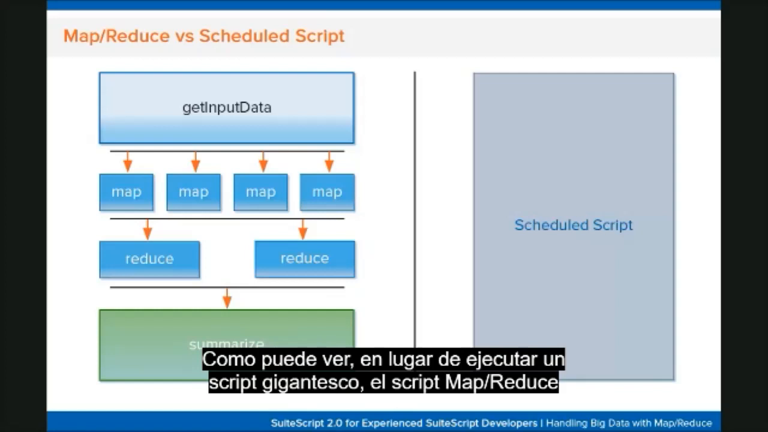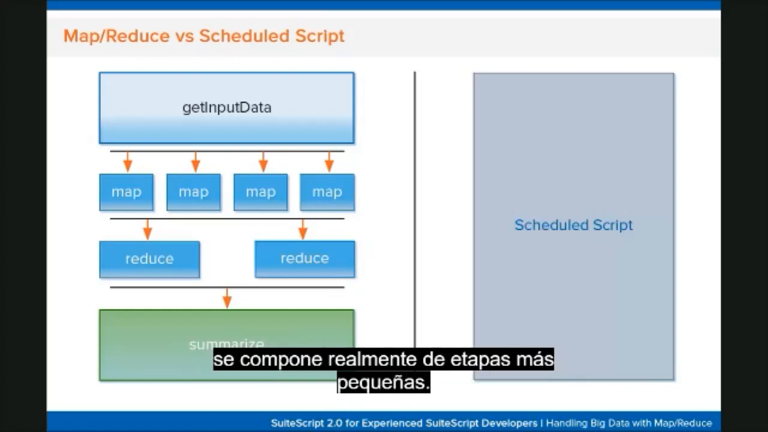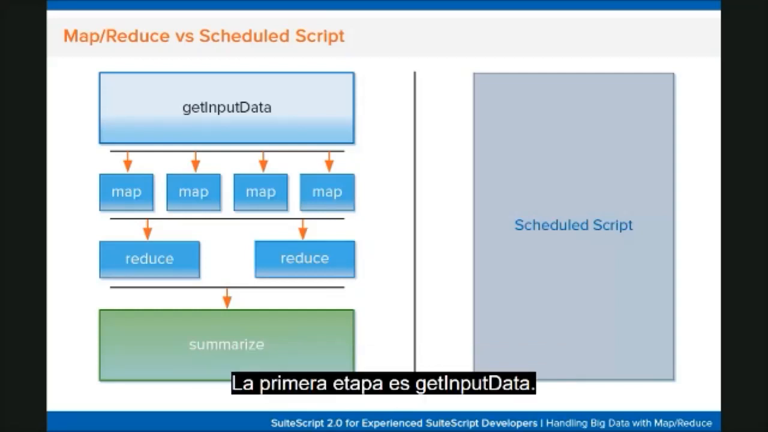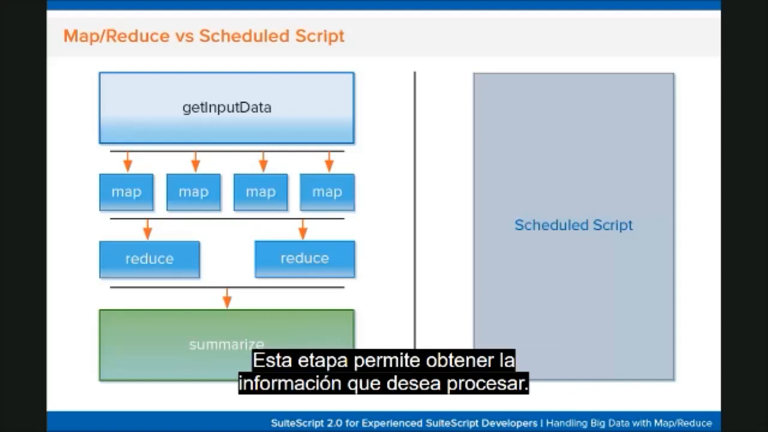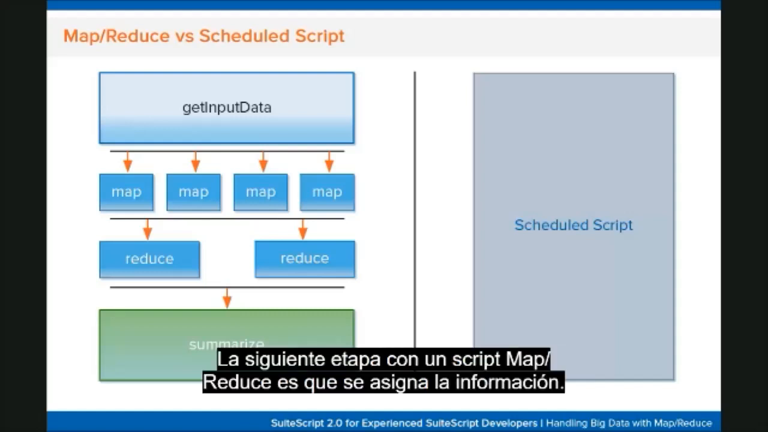As you can see, instead of running one gigantic script, the MapReduce script is actually composed of smaller stages. There are 4 different stages on a MapReduce script. The first stage is the get input data. With that particular stage, it allows you to get the information that you want to process. The next stage with a MapReduce script is that you map the information.